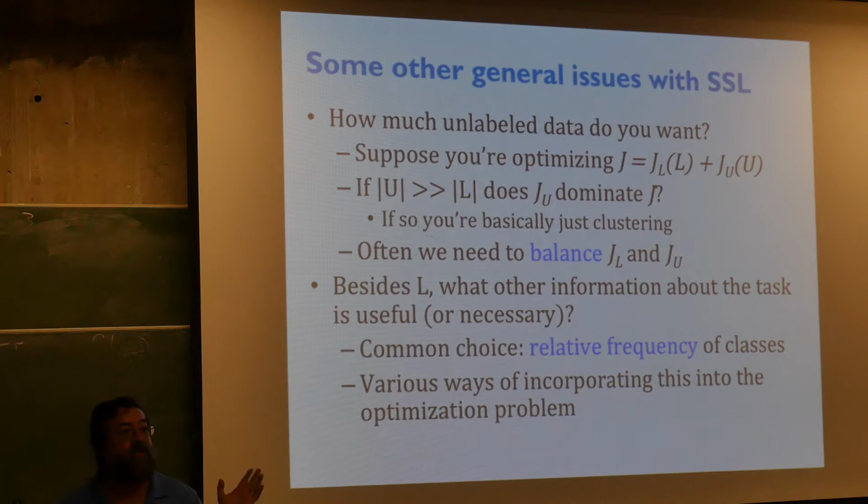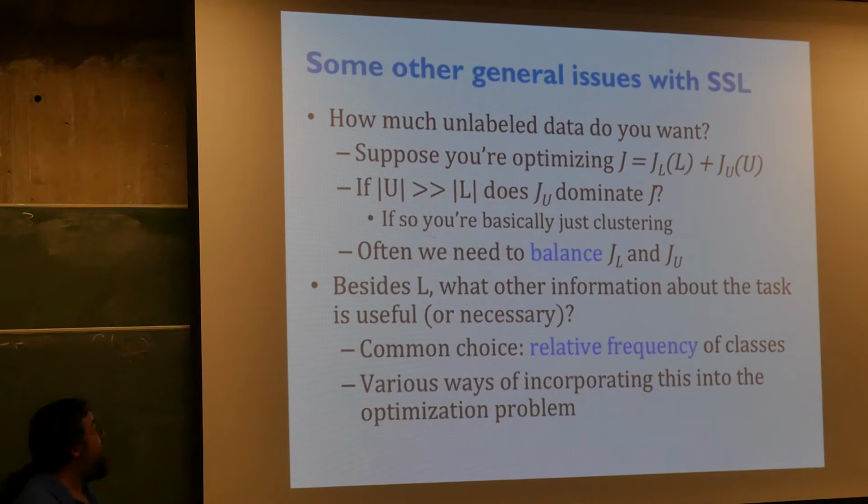So that's the basic idea behind semi-supervised learning. What I'm going to do over the next few minutes is talk about different variants and present some more experimental results and so on. But just to give you a little bit of an overview of what some of the technical problems are, one question is, how much unlabeled data do you want, and how much do you use it?